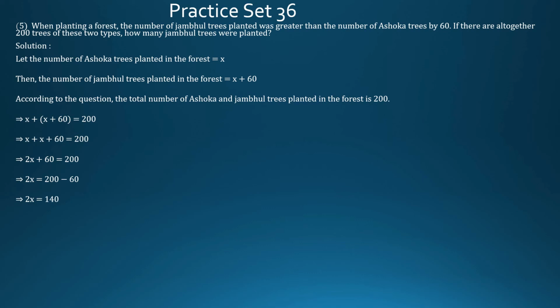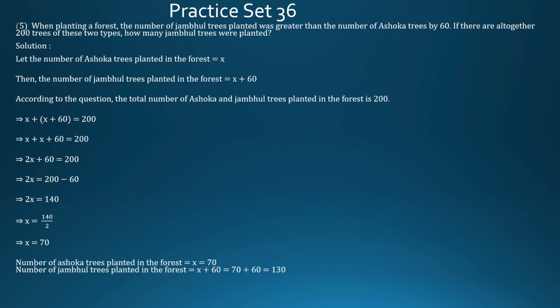Now 2 also we are going to take to the right hand side of the equation. So we will have x is equal to 140 divided by 2. So therefore x is equal to 70. So hence we get the number of Ashoka trees planted in the forest. We had considered x, so the x value we got is 70. So a total of 70 Ashoka trees were planted in the forest, and the number of jambul trees planted we had considered x plus 60. So we have 70 plus 60 is equal to 130. So the number of jambul trees planted in the forest is 130 and the number of Ashoka trees planted in the forest is 70.